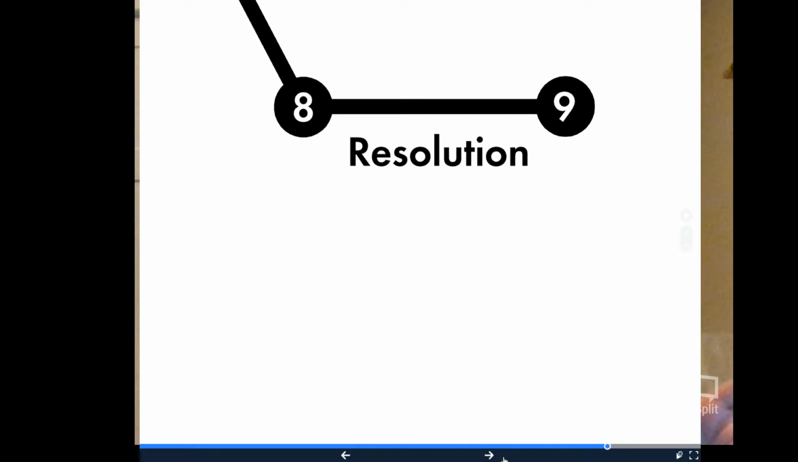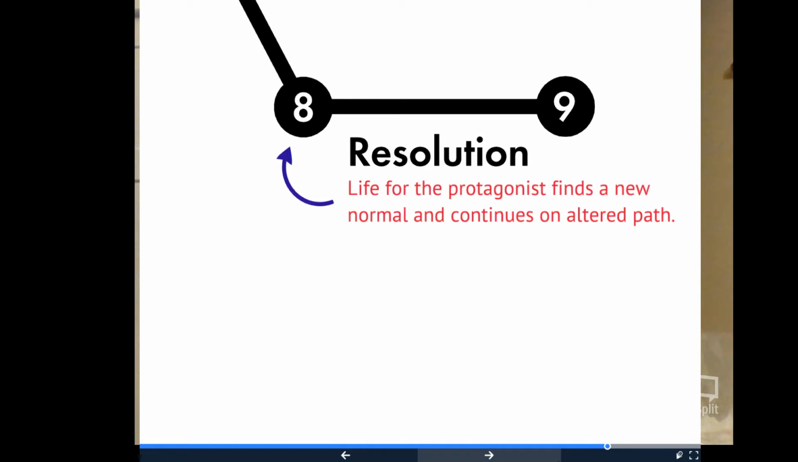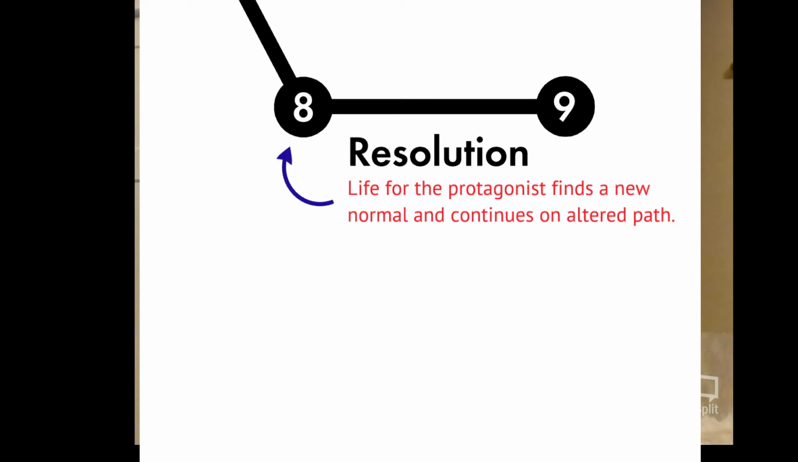Which brings us to our resolution. They also call it denouement, which is French for resolution or the end. Life for the protagonist finds a new way, a new normal, because it can't be the same as it once was. They're always going to come out different. They're going to come out a new person because they didn't just take this journey for no reason. They didn't go through these climactic moments and all the building up to just be the same again. Something is going to be different, but there's going to be a resolution to it all.